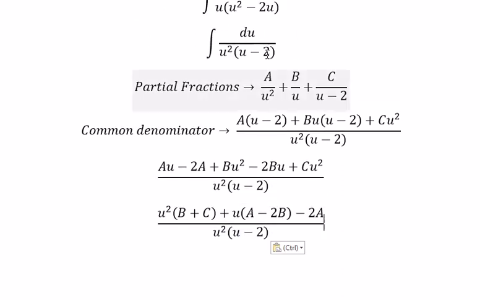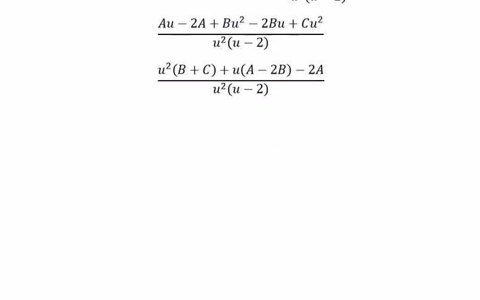Next, we compare coefficients in here. As you can see, we have negative 2a equal to number 1 because the coefficient is number 1 in here. This one goes to 0 because we don't have u. This one goes to 0 because we don't have u square in here. And now we create the system of equations.